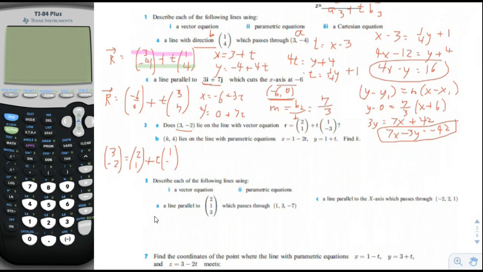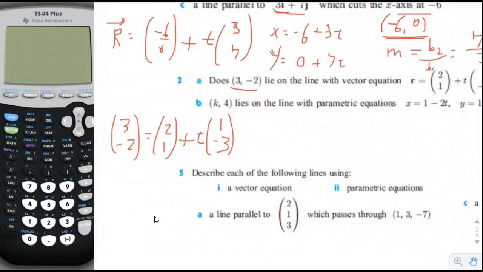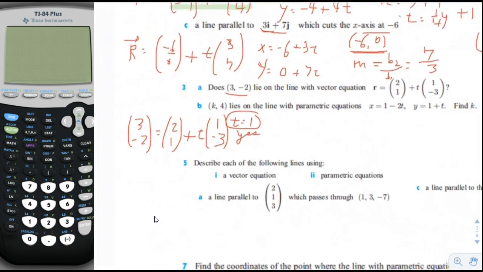So to solve this, let's see. What value of t would we put to make the top part true? If we had t equals 1, then the top part would be true, right? It would be 3 equals 2 plus 1. That would be perfect. Now, does t equal 1 work for the bottom too? 1 minus 3 is negative 2. It does. So t equals 1 is the solution. Yes, it works. So yes, 3 comma negative 2 does lie on the line when t equals 1.